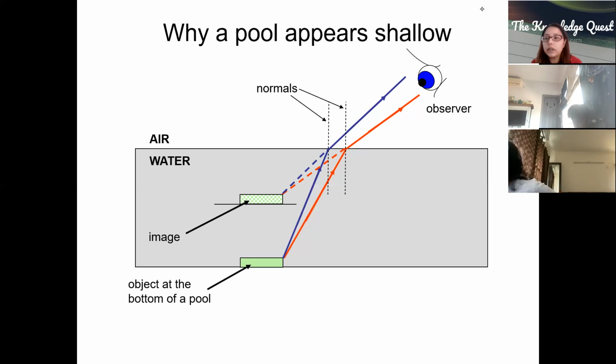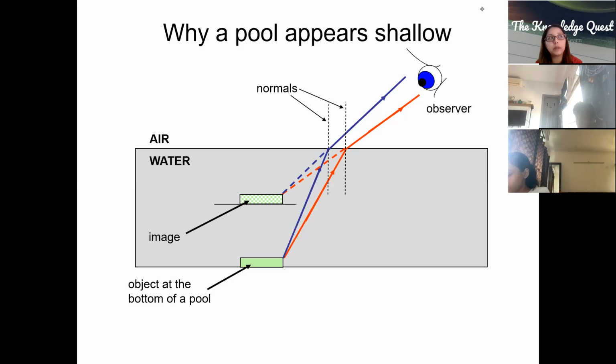So Shamik, do you know what you need to answer when you're asked this question, why does a pool appear shallow? Because of refraction. And then can you explain it with the diagram? Sure. Unmute yourself. Keep yourself unmuted. So there's an object at the bottom of a pool of water, and there's air above it. So light rays from the object travel to the top of the water and then change medium and travel into air. So they bend and refract away from the normal.